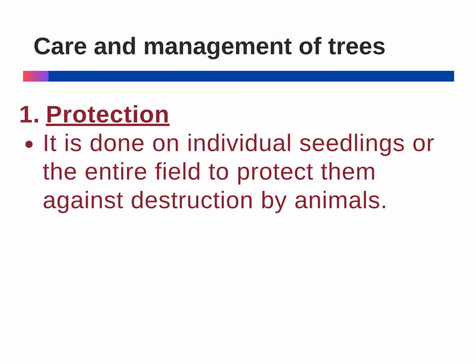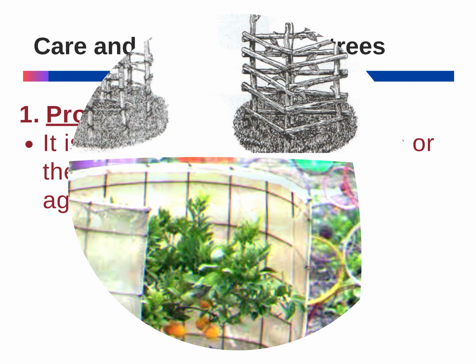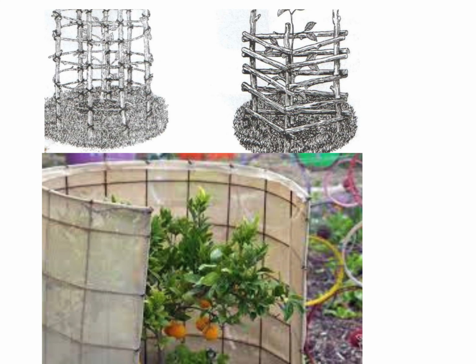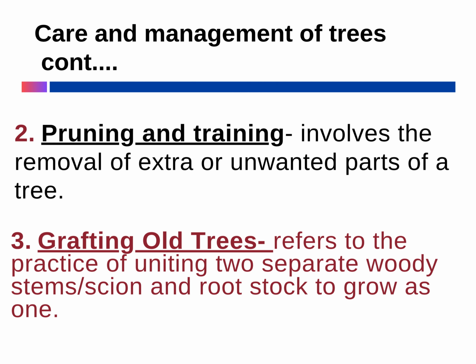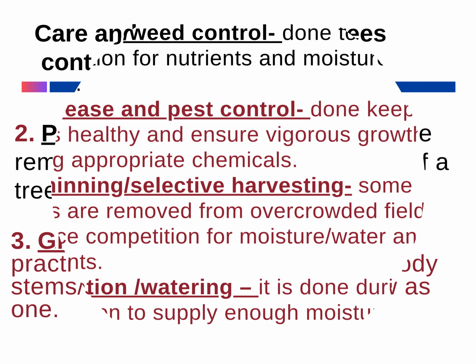Care and management of trees. 1. Protection. It is done on individual seedlings or the entire field to protect them against destruction by animals. The diagrams below again show protection done to individual plants. Point number 2. Pruning and training involves the removal of extra or unwanted parts of a tree. 3. Grafting refers to the practice of uniting two separate woody stems, scion and rootstock, to grow as one.